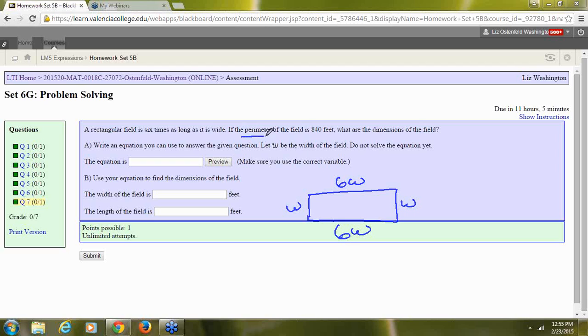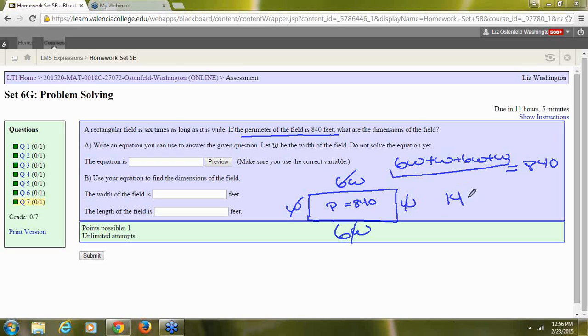Okay. Now it goes on to tell us that the perimeter is 840 feet. So that means if I add all 4 of these sides together, it should equal 840. So that's exactly what we're going to do. We're going to add all these together. I got 6W plus W plus another 6W plus another W equals a total of 840. Now this is all like terms. I got 6 and 6 is 12, 13, 14.